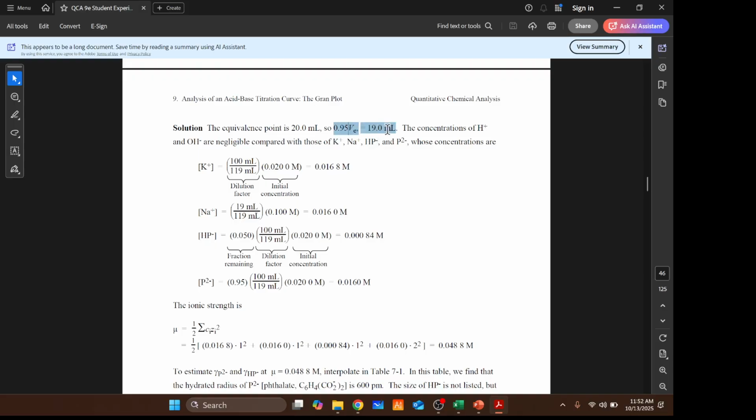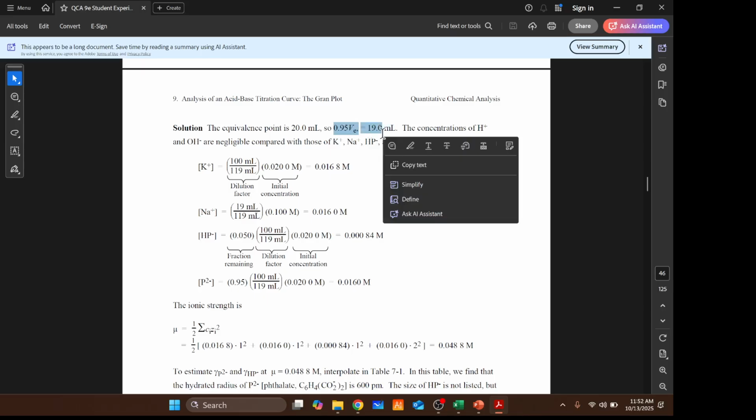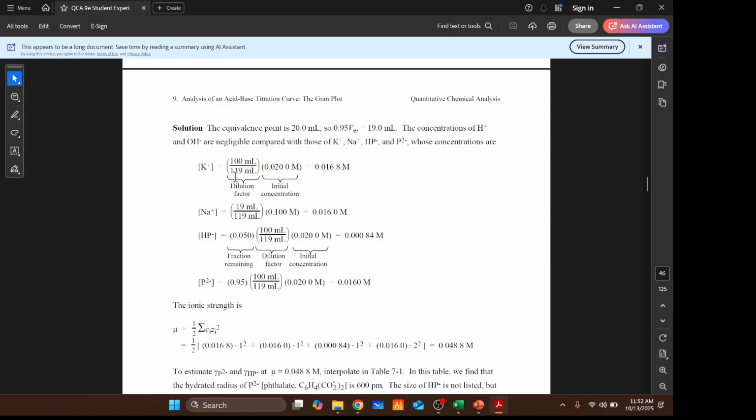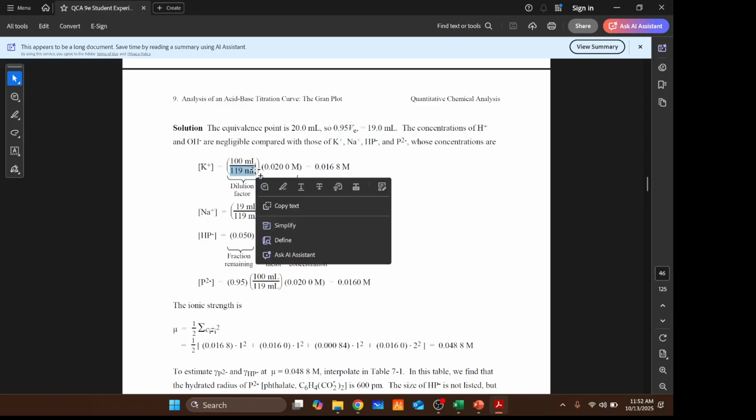See, here VE is 19. Or 0.95 times VE is 19, excuse me. So this is going to be 100 plus 0.95 times your VE value, whatever that is. Okay? Everybody have that? So 100 plus 0.95 times your VE again.